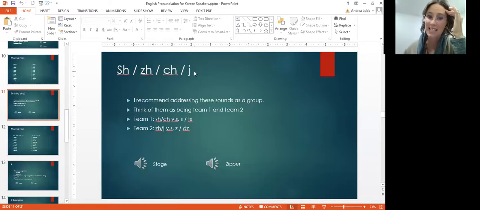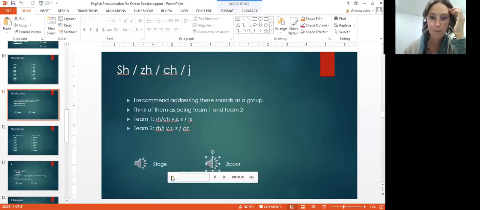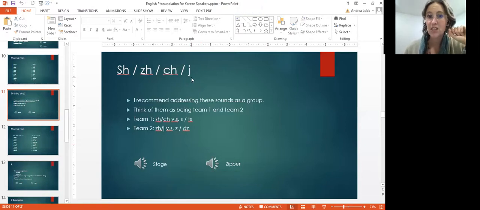So let's listen to the Z in zipper again. A pants with zipper. Zipper. Her tongue is too far back and she's got a little bit of a tap sound there. That's how the J is. It has a little tap sound. What it should sound like is zipper, zipper. Extend the sound a bit to practice it.